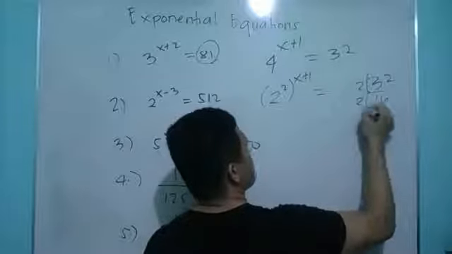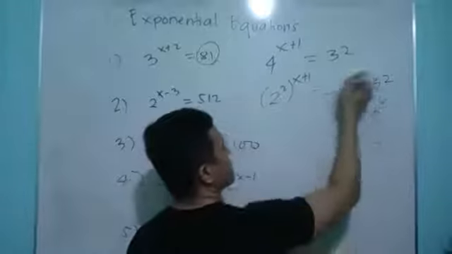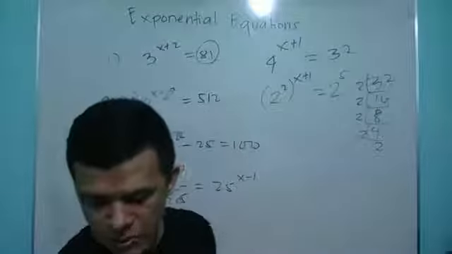And then 32 divided by 2, we have 16; divided by 2, we have 8; divided by 2, we have 4; divided by 2, we have 2. So 1, 2, 3, 4, 5. So it's 2 raised to 5. That's how you're going to do it.